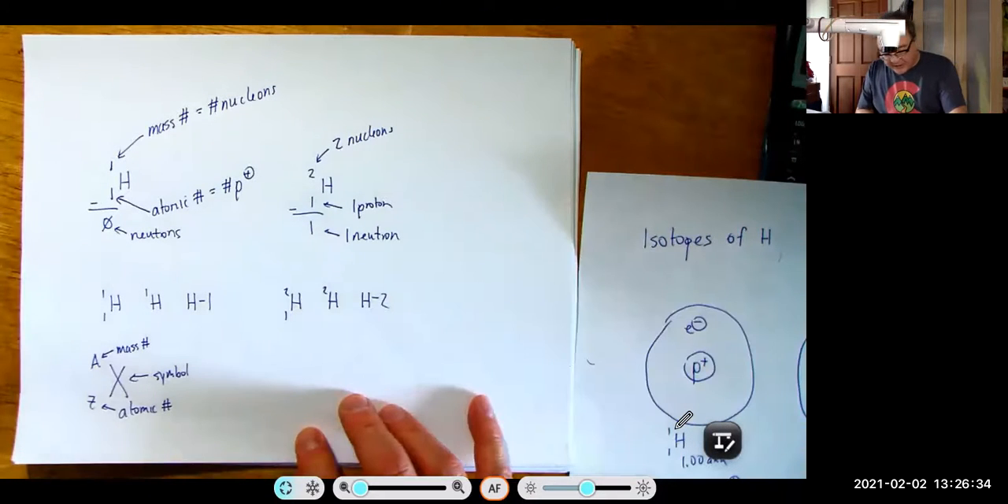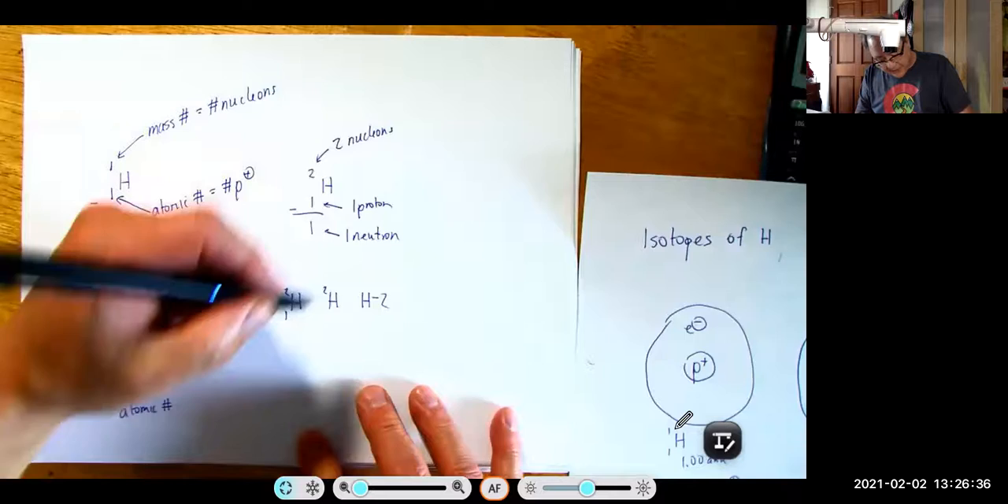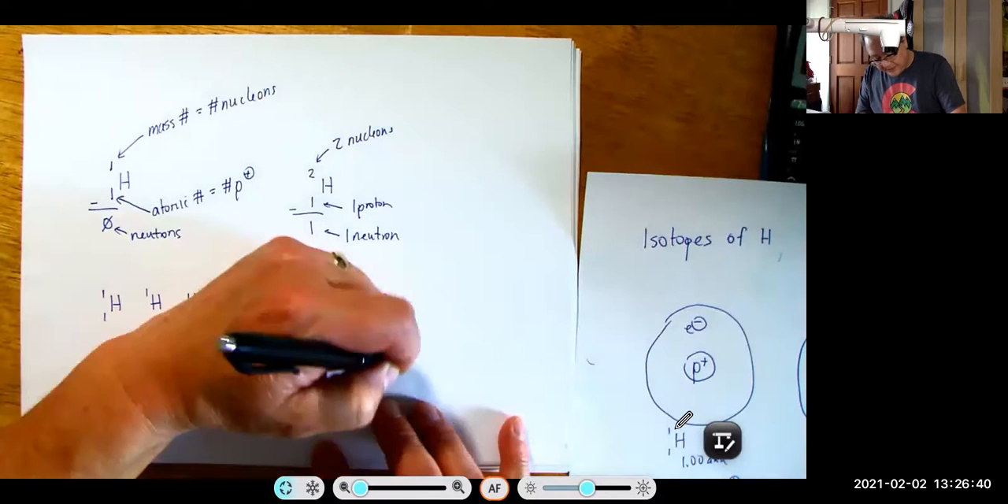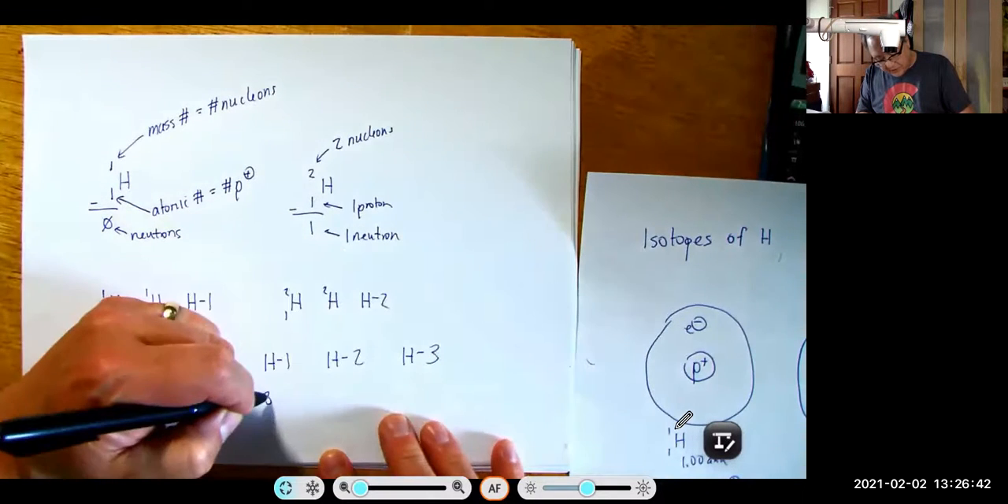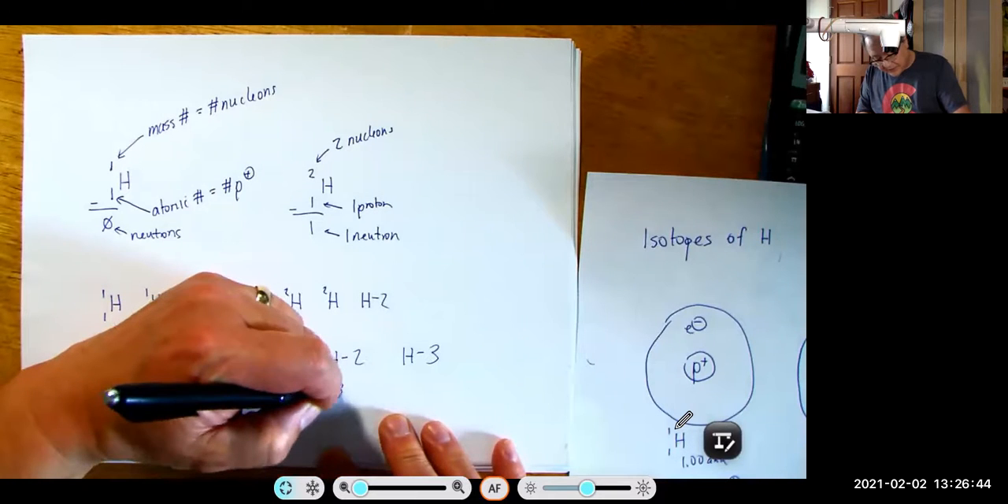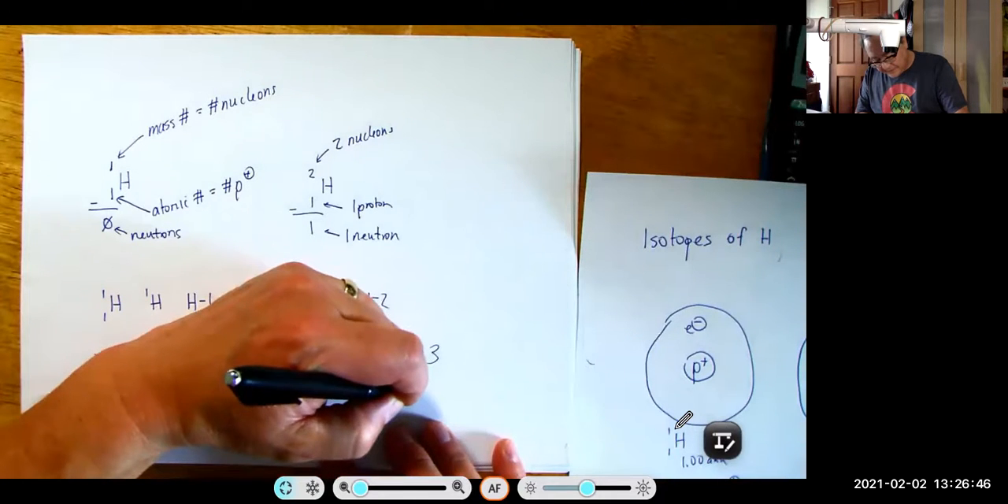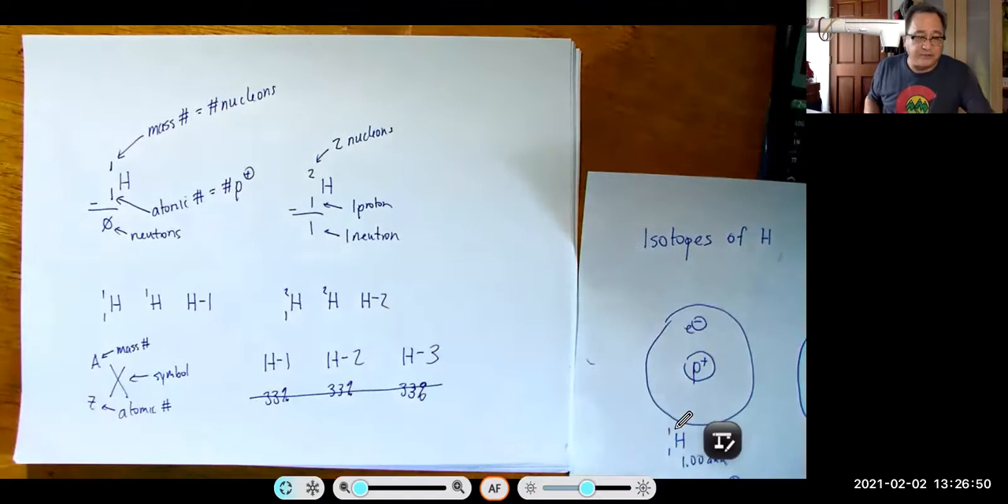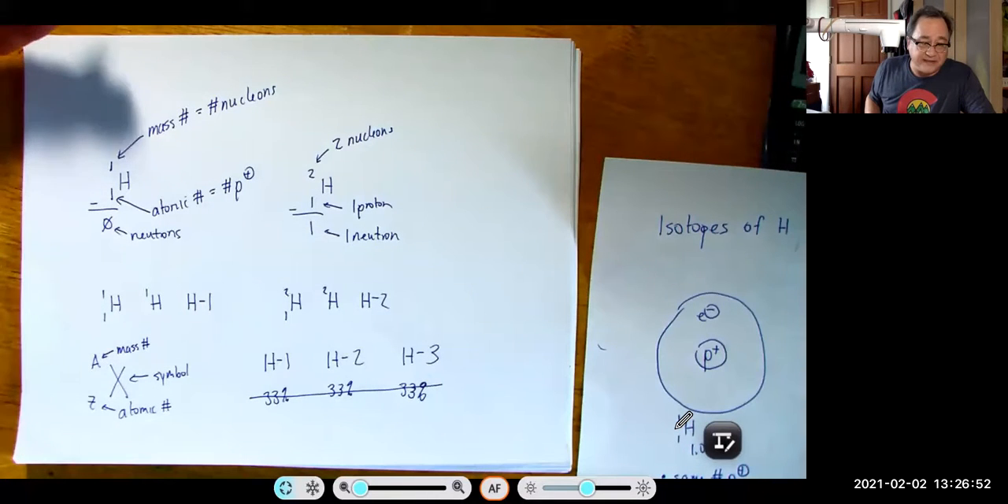And the last thing I'll tell you is that when you look at these 3 isotopes, H1, H2, and H3, you might expect them to be 33%, 33%, and 33%. And that's not the case. Rarely are isotopes equally abundant.